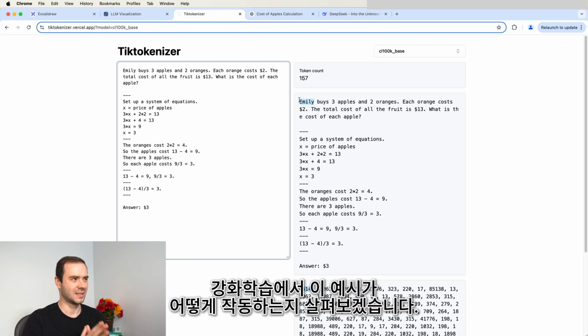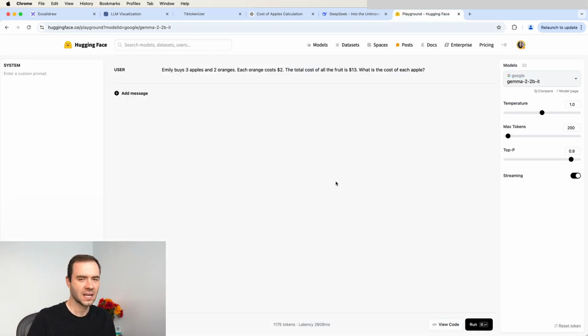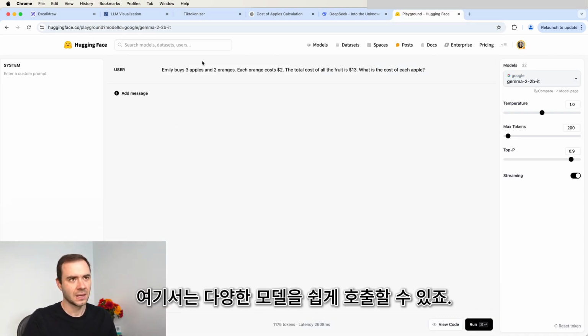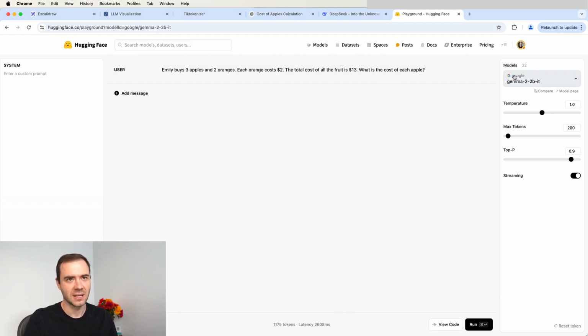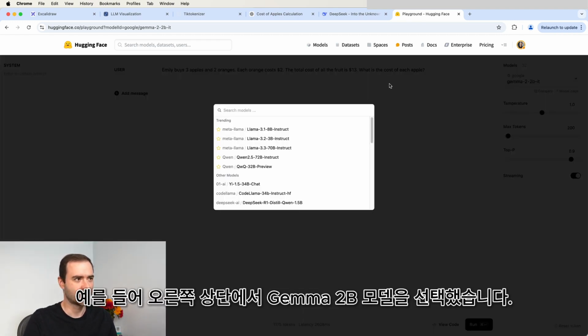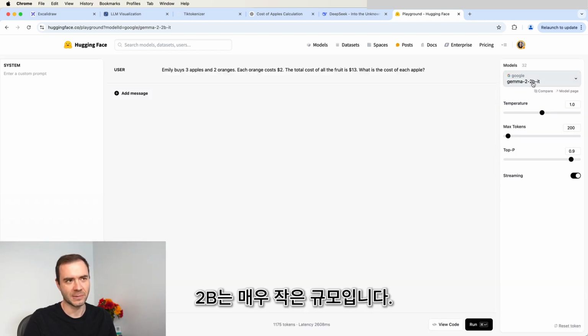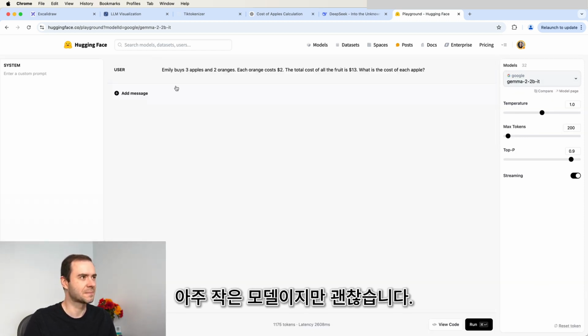So let's see how this example would work in reinforcement learning. We're now back in the Hugging Face inference playground, and that just allows me to very easily call different kinds of models. As an example, on the top right, I chose the Gemma 2 billion parameter model. 2 billion is very, very small, so this is a tiny model, but it's okay.